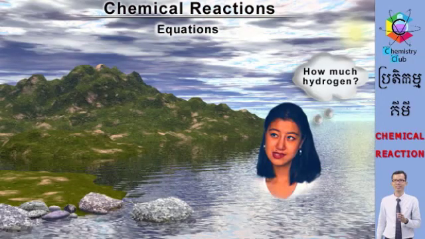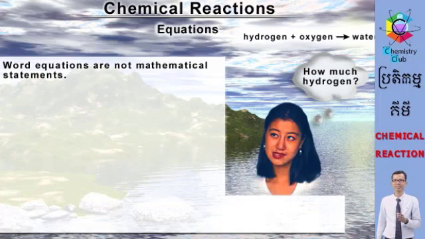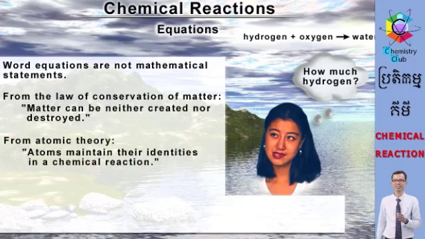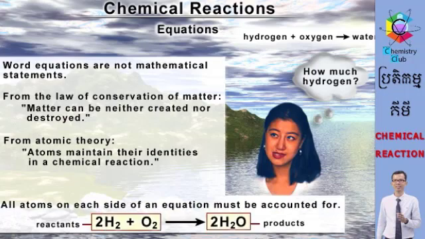The other problem with word equations is that they are not mathematical statements. From the statement, hydrogen plus oxygen yields water, there's no way of telling how many atoms of hydrogen and oxygen are involved. The law of conservation of matter states that matter can be neither created nor destroyed. Atomic theory says that atoms maintain their identities in a chemical reaction. Taken together, these statements mean that any equation for a reaction must balance, meaning there must be as many atoms of each element on the product side as there are on the reactant side. Therefore, all of the atoms on both sides of the equation must be accounted for. The next few scenes will show you techniques for balancing equations and accounting for the atoms involved in chemical reactions.